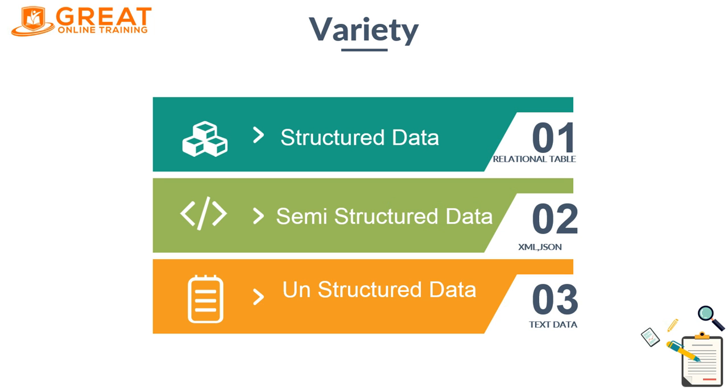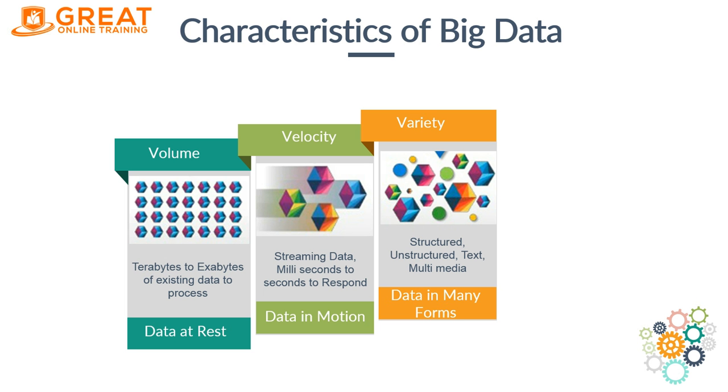So basically, the data will be covered in one of these three forms. Which type of data can be called big data: structured, semi-structured, or unstructured?